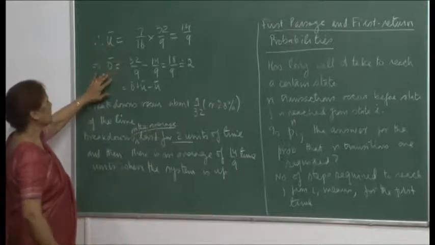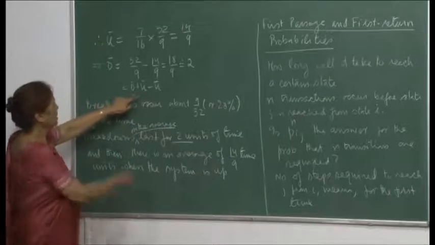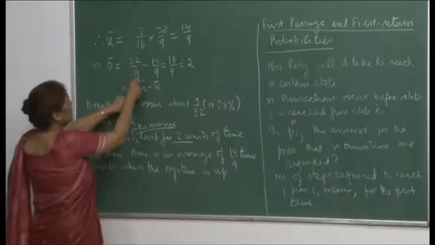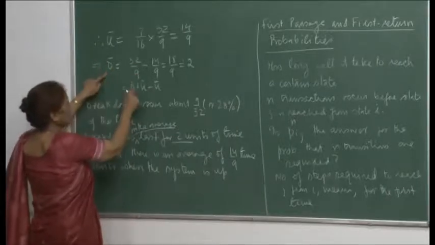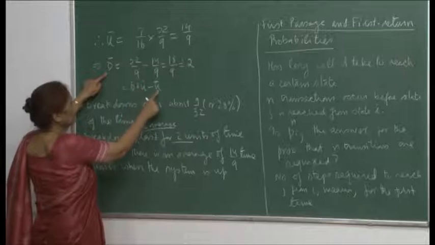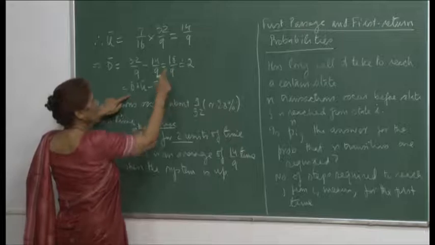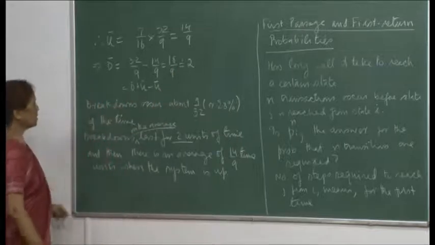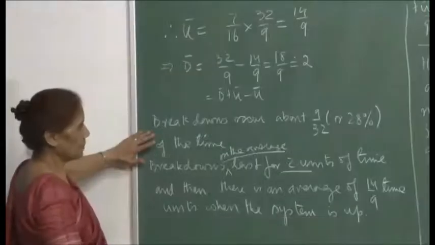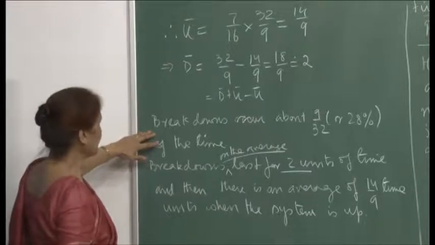Right. And since u bar plus d bar is 32/9, to get d bar, we will simply say d bar equals (d bar plus u bar) minus u bar, which is 32/9 minus 14/9. So, that comes out to be 18/9, which is 2 units of time. Right. So, therefore, we have been able to answer the 3 questions that were asked.